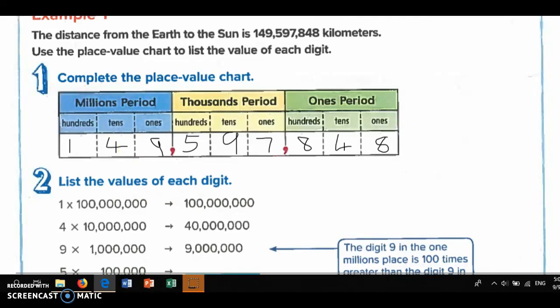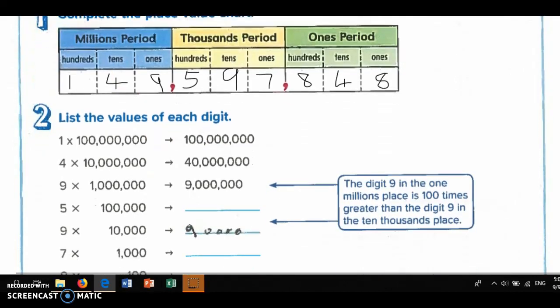To write it in the expanded form, this is how we do it. We look at the 100 million. How many 100 millions do we have? We have only one, so we write 1 times 100 million equals 100 million. How many 10 millions do we have? We have 4, so 4 times 10 million is 40 million. How many millions do we have? We have 9 millions. 9 times 1 million equals 9 million.